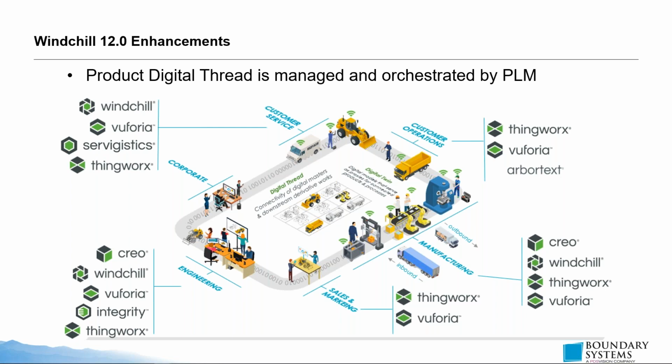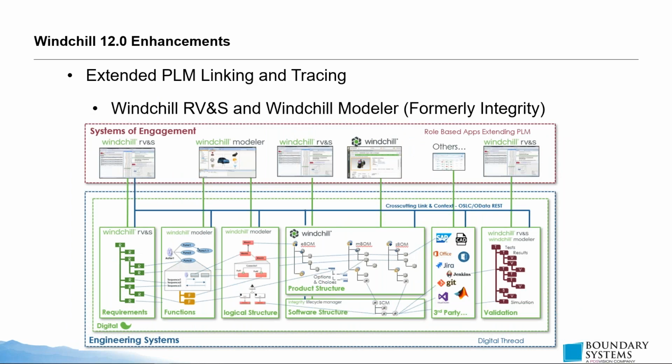To also help those things communicate with each other, you have the extended PLM linking and tracing. Now, this has been available. This is what used to be the Integrity applications, but now they've been relabeled as Windchill RV&S and then the Windchill Modeler. Each one of these pieces, the RV&S and the Modeler, can touch different elements, but then merge or translate the data back and forth between the different applications. So we're sharing the information between the different applications through the RV&S as well as the Modeler.